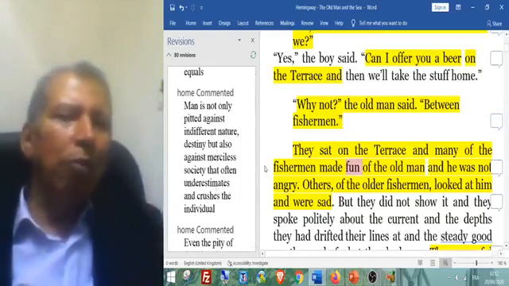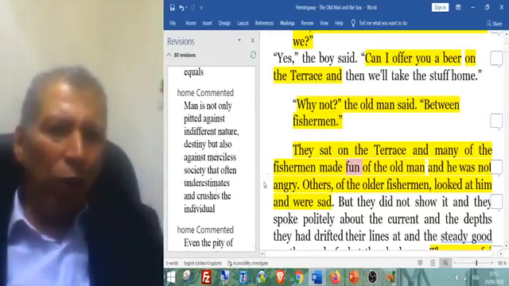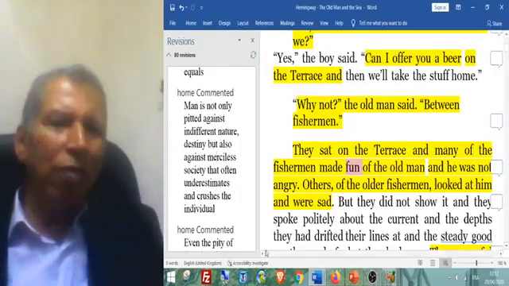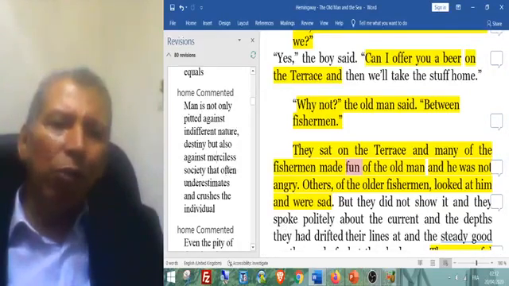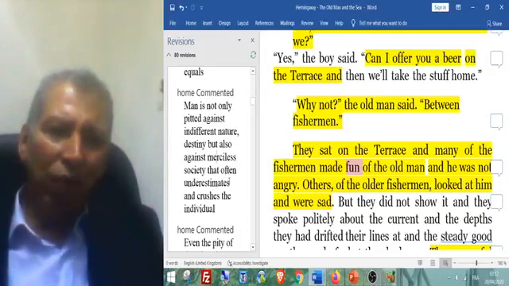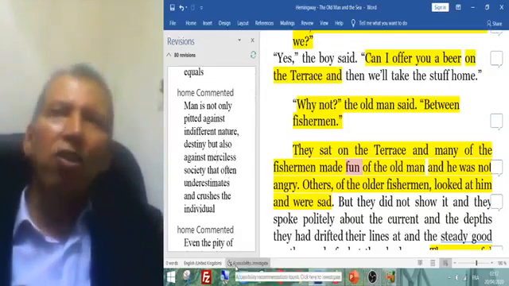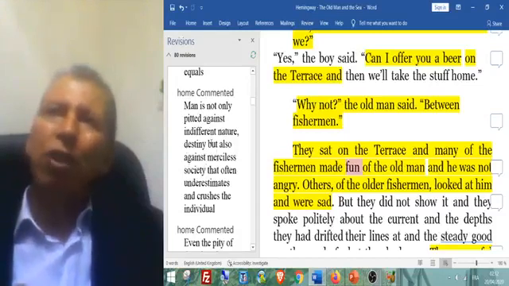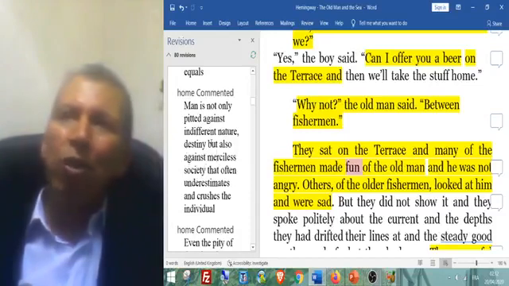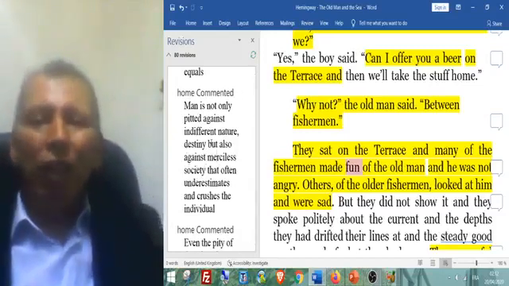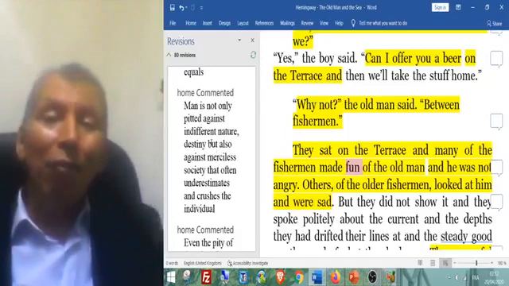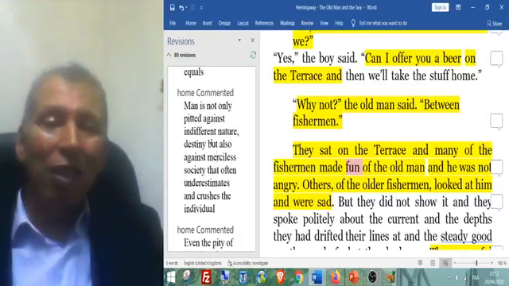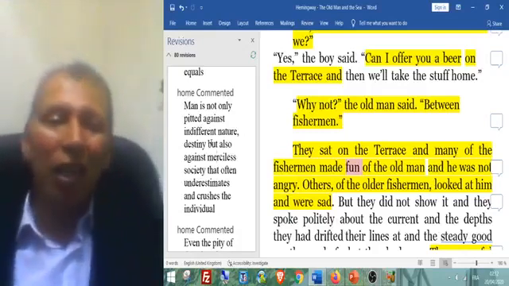So man is not only pitted against the indifferent nature, not against destiny alone, but also against merciless society. Society is merciless. Society is judgmental. Society does not take individual circumstances into consideration. Society often underestimates and crushes the individual. Yeah, there is the idea of individual and society here. And Manolo is a lone wolf. Not Manolo, I'm talking about Santiago. Santiago is a lone wolf. He is fighting his own crusade alone, and society is definitely not on his side.